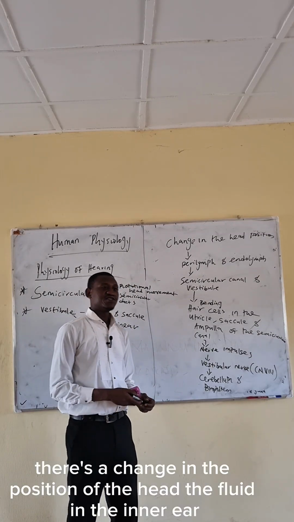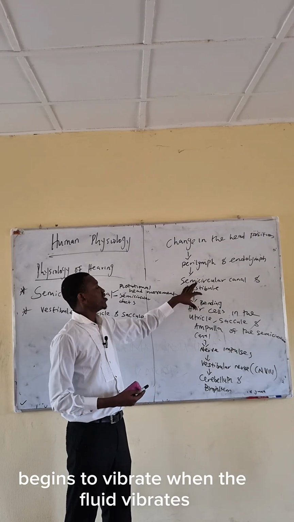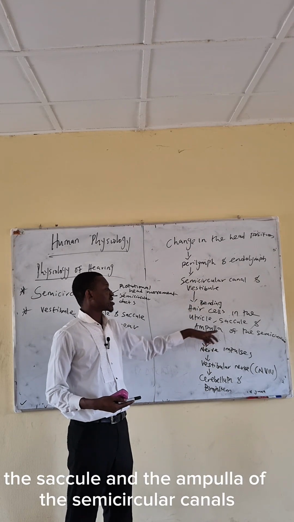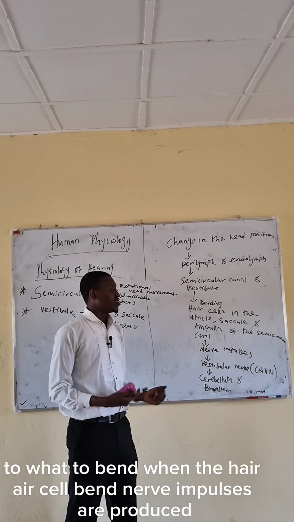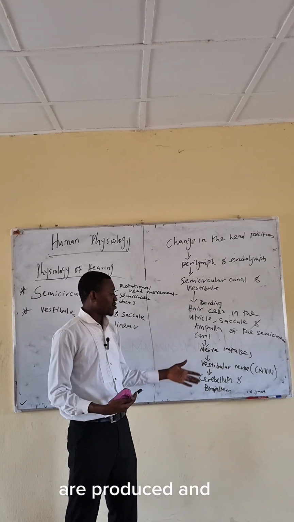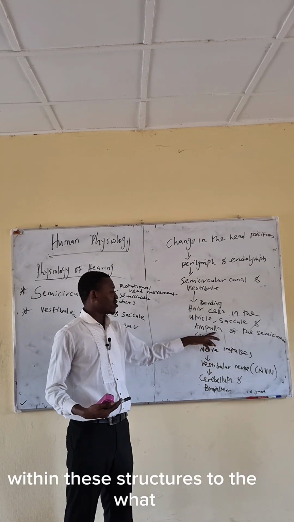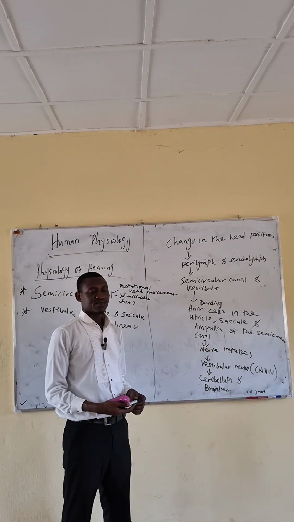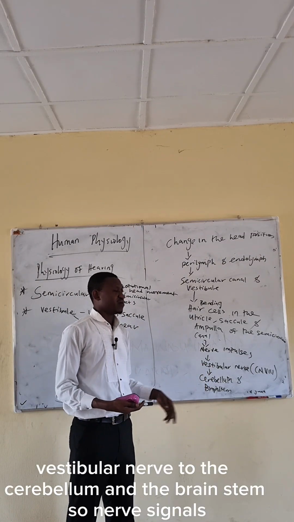So when there's a change in the position of the head, the fluid in the inner ear begins to vibrate. When the fluid vibrates, this fluid will make the hair cells within the utricle, the saccule, and the ampulla of the semicircular canals to what? To bend. When the hair cells bend, nerve impulses are produced, and these nerve impulses are usually carried from receptors within these structures to the what? To the cerebellum. The nerve impulses are carried by vestibular nerve to the cerebellum and the brainstem.